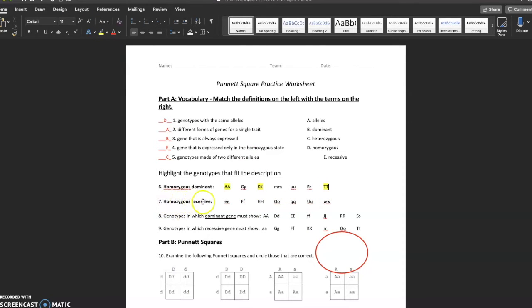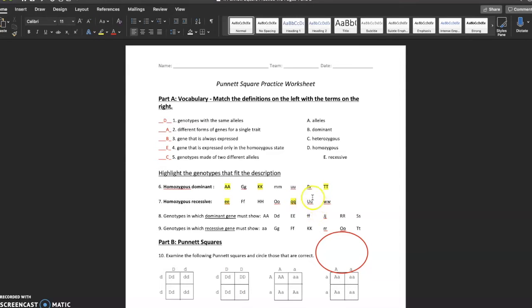Number 7, homozygous recessive. So 2 of the same, and recessive being the lowercase letters. So this first one matches that description. This one is hybrid. It has 1 of each, so it's out. This one is homozygous, but it is dominant because they're both capital letters, so that one's out. This one is hybrid because they're 2 different. And this one is going to match that description. It is homozygous recessive, so that one matches.